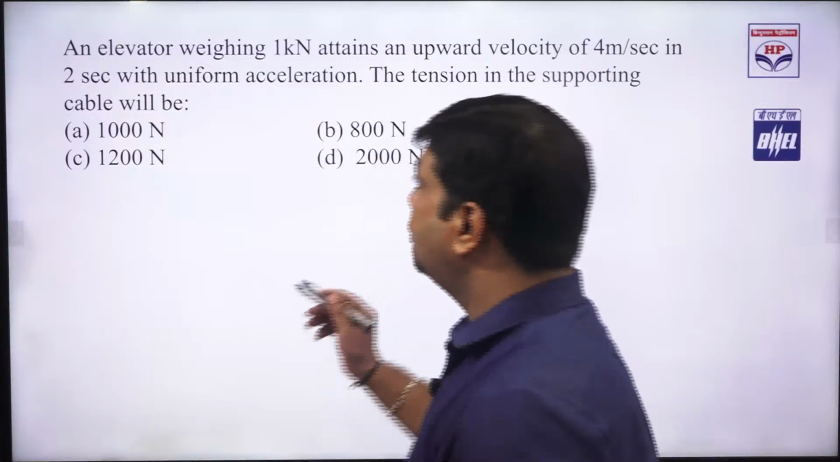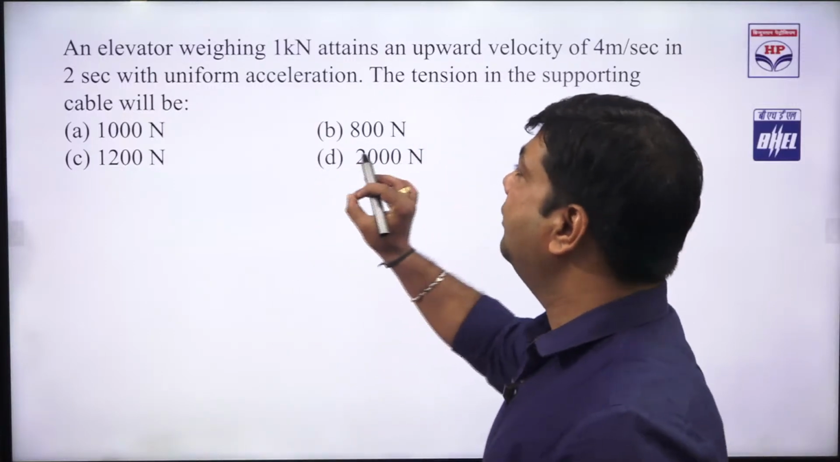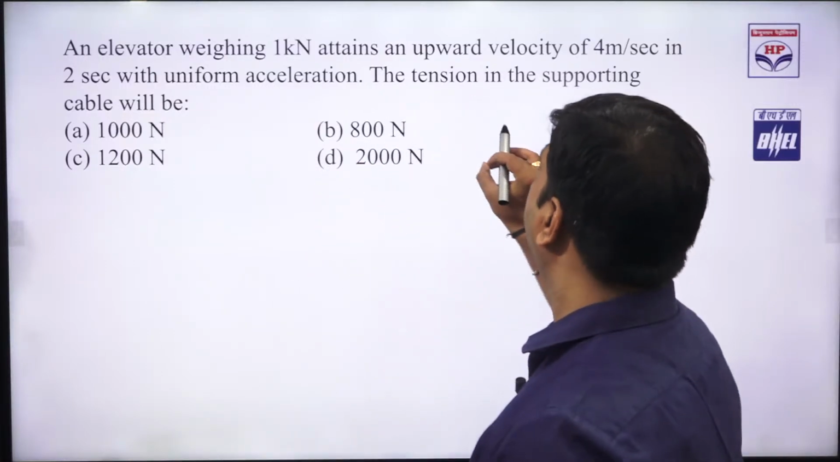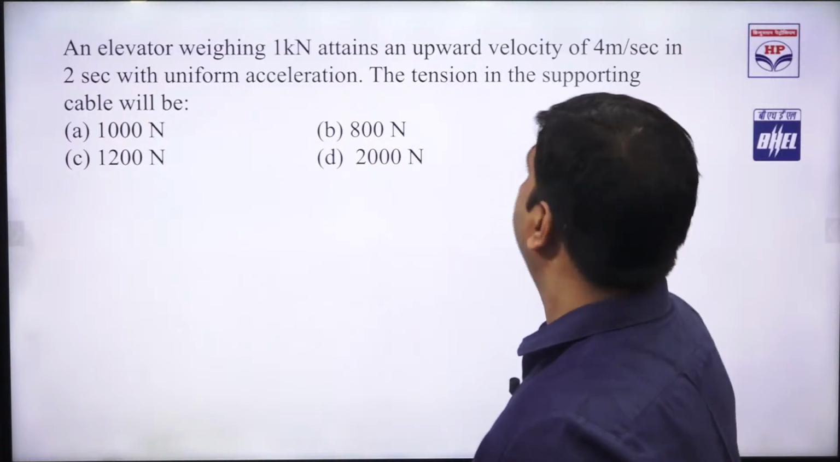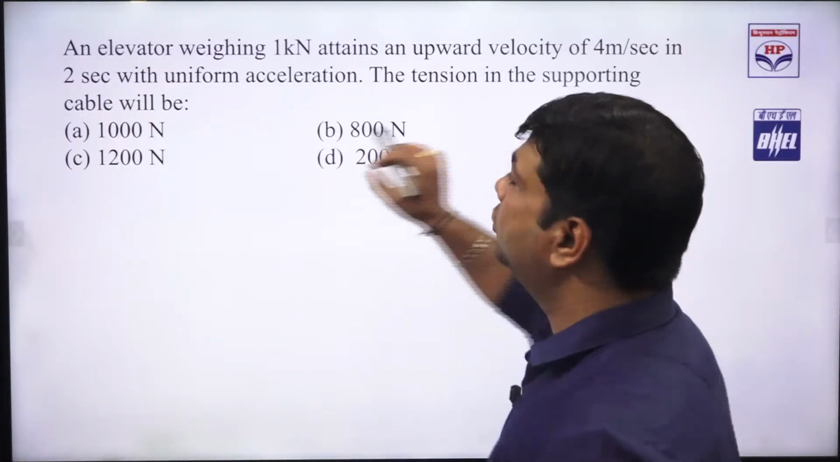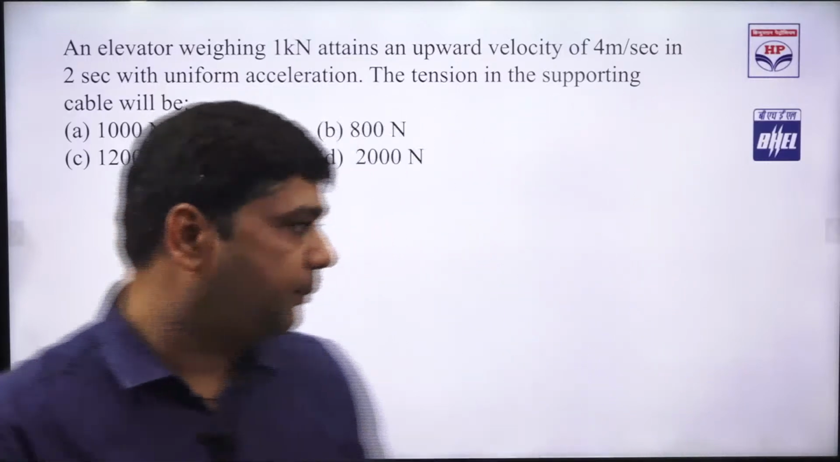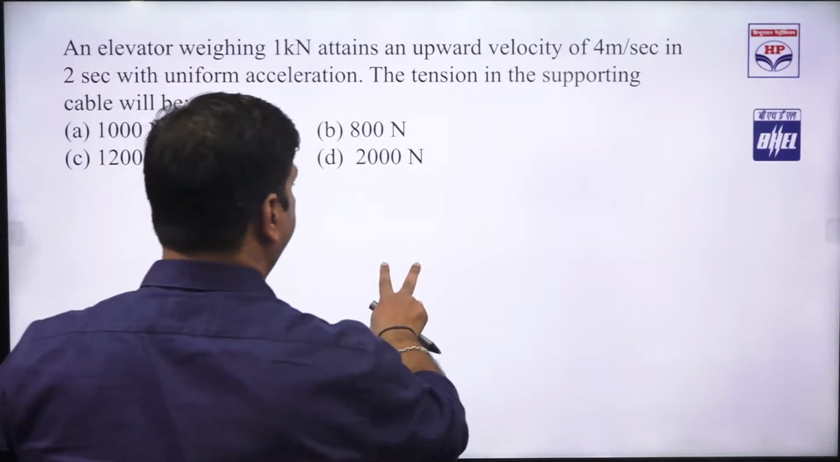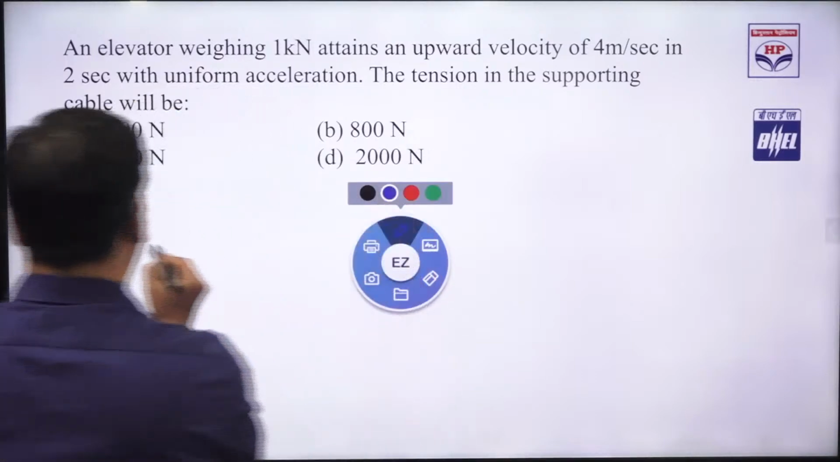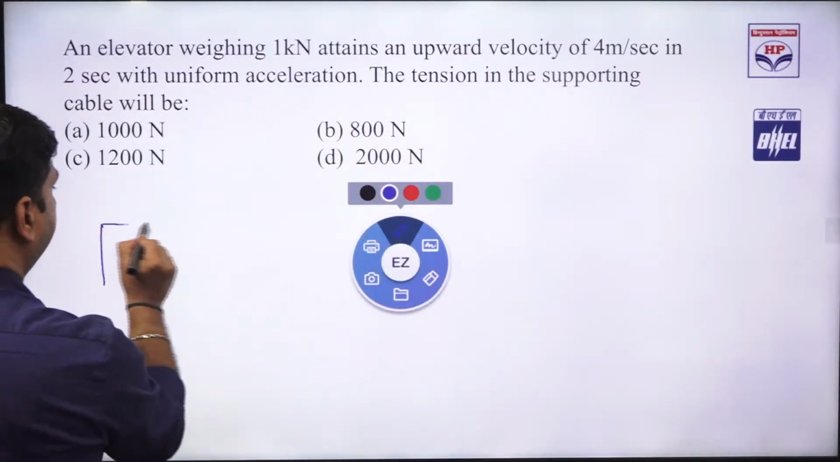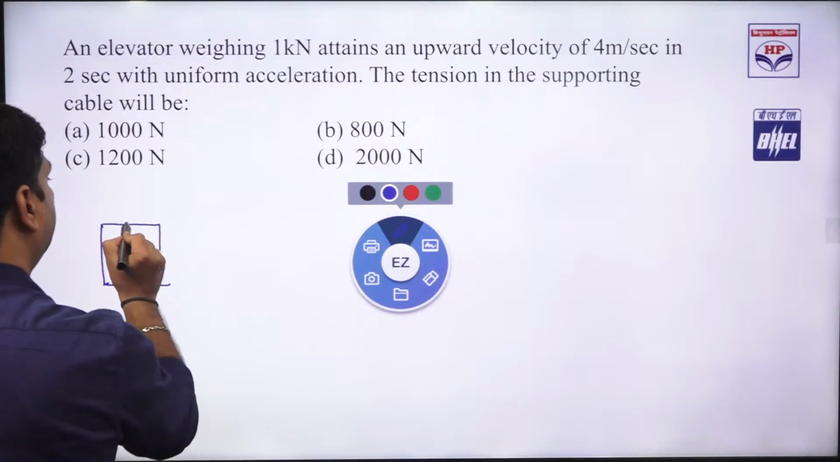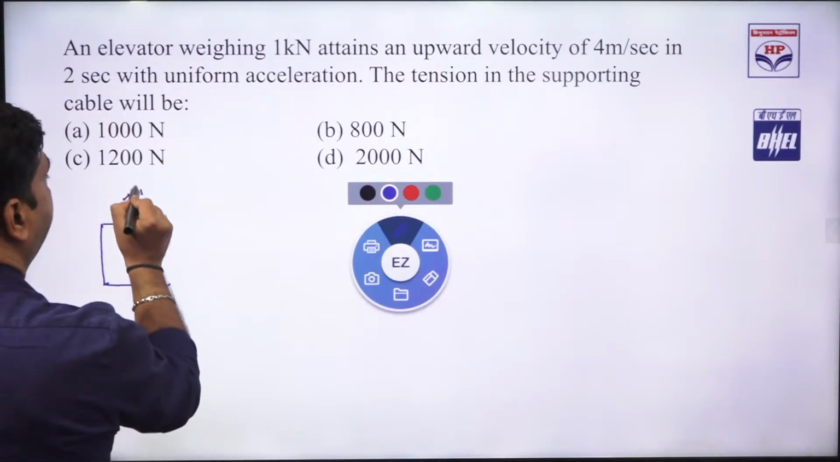Okay. So the question is saying that an elevator weighing 1 kilonewton has an upward velocity of 4 meter per second in 2 seconds with uniform acceleration. Find the tension in the support. So if I make a diagram, this is my elevator which is having some tension.